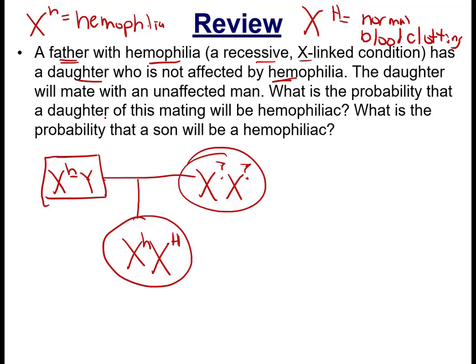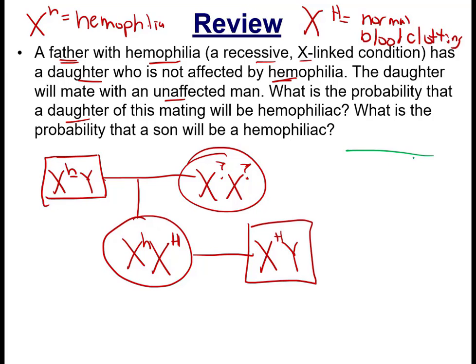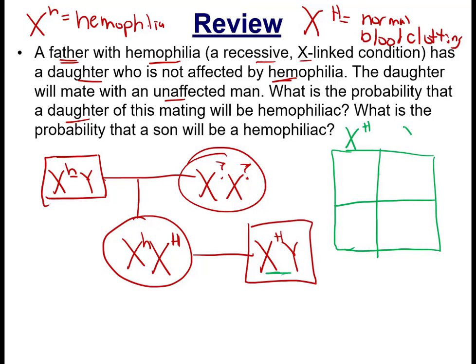The daughter will mate with an unaffected man. So again, we're going to draw a square. We know this individual is not affected, so they must have a big H here. What is the probability that a daughter of this mating will be hemophiliac? So we have to make a square. We can put the sperm possibilities at the top, so X with a big H or a Y. We'll put the egg possibilities on the side, X with a little h or X with a big H. And now we'll cross them.